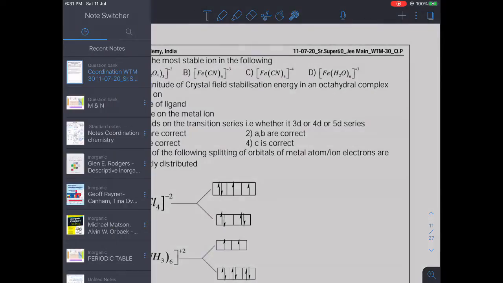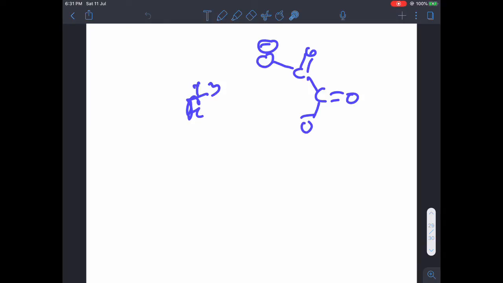No need to go through it. Why? Because the chelating effect is incorporated. There the bond is formed by the oxygen in case of oxalate. So, obviously the chelating effect is taken care of. We need not worry about it. Okay, because ultimately in the energy this is a very, very important factor.